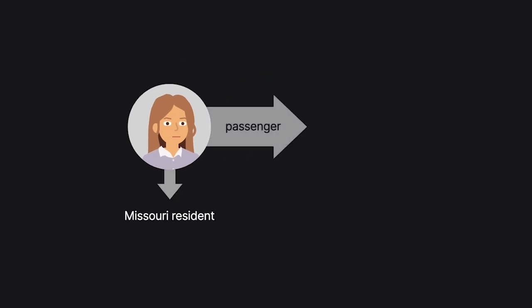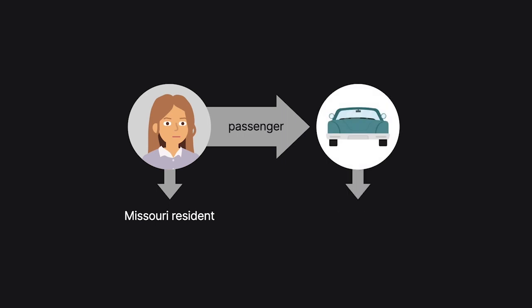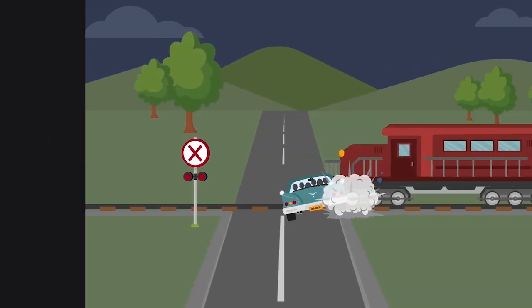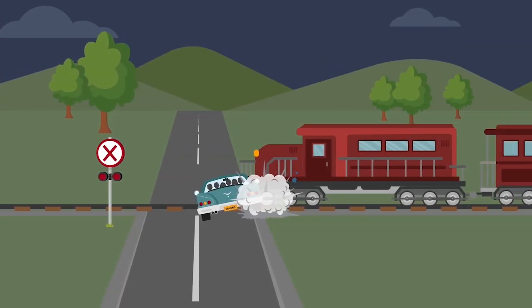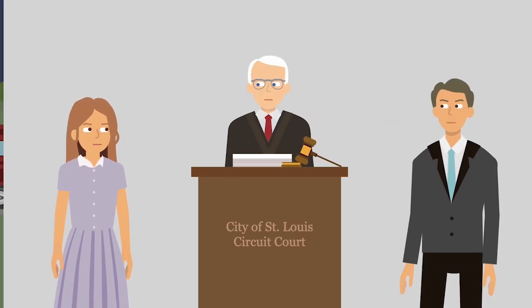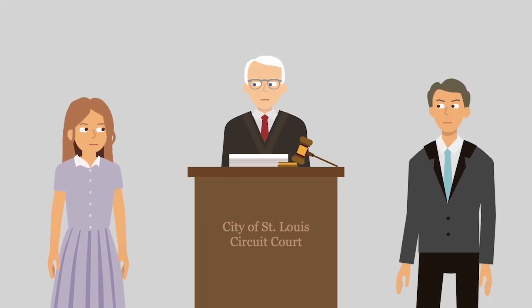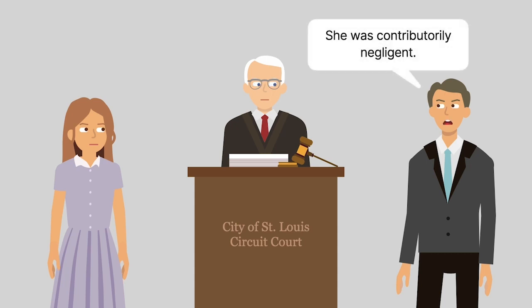15-year-old Judith O'Leary, a Missouri resident, was a passenger in a car full of young people on their way to a dance in Granite City, Illinois. The car was struck by a train owned by Illinois Terminal Railroad Company, injuring O'Leary. O'Leary filed a negligence suit against the railroad in Missouri State Court. The railroad asserted the affirmative defense of contributory negligence.